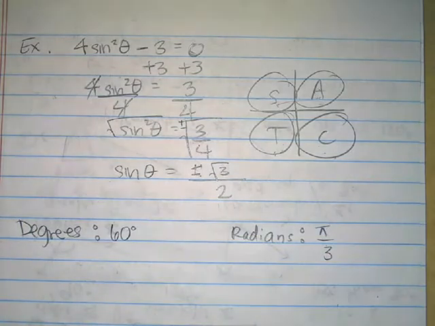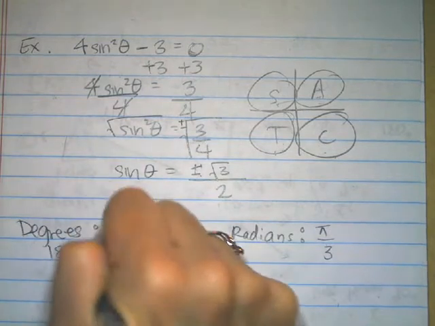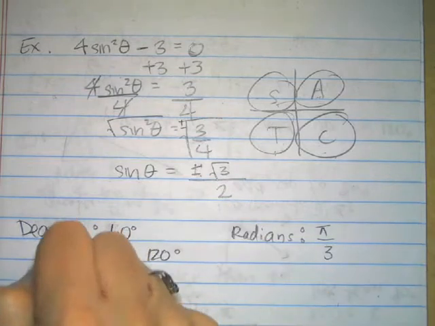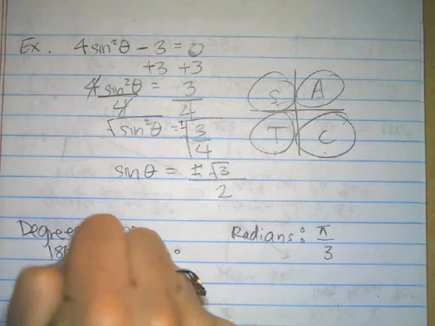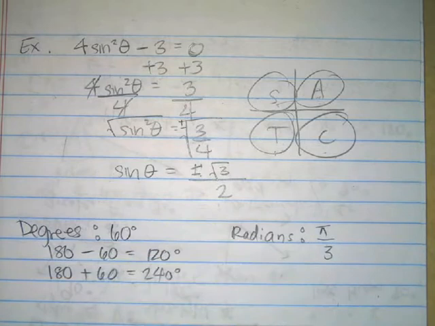How do I get the second quadrant? 180, close. Minus 60 gives me 120. How do I get the third quadrant? 180 plus 60, which gives me 240. And how do I get the last quadrant? Good.